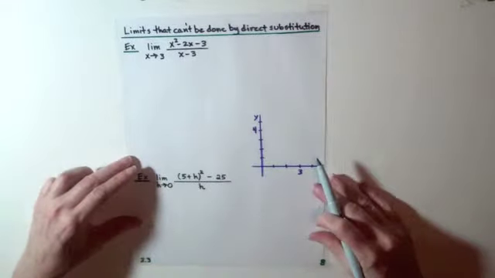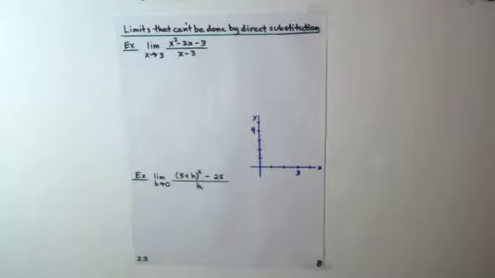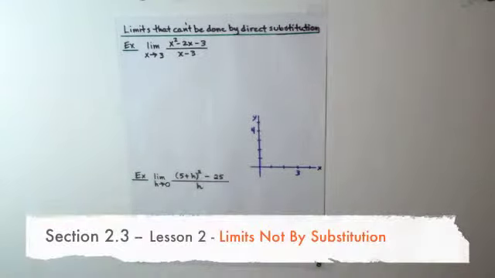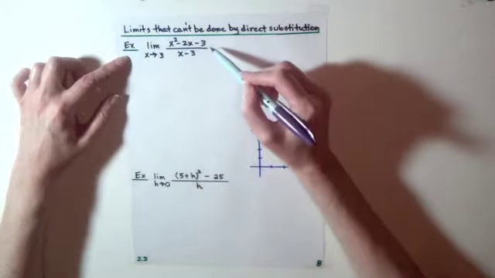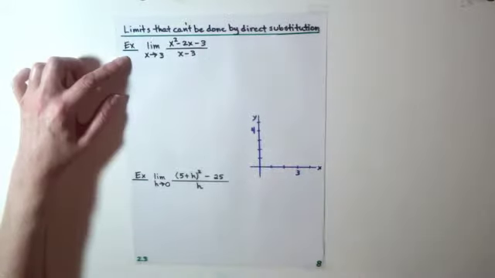Well, direct substitution is fantastic and fast when it works, but some limits cannot be done by direct substitution, and that's what I want us to look at next, is an example that cannot be done that way. So let's look at this one. The limit as x approaches 3 of x squared minus 2x minus 3 over x minus 3.